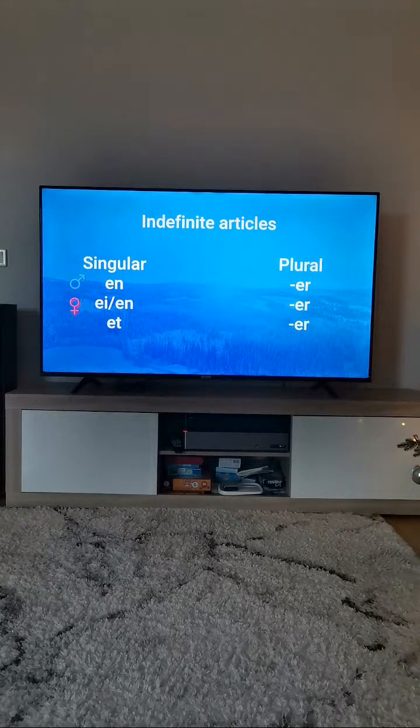So let's start out the actual lesson by looking at the indefinite articles. So for singular, we have en for male singular nouns, we have ei or en for female, and we have et for neutral. These are the equivalent of a or an in English. So you might have noticed that for female, you have two different choices here. And this is what I was talking about earlier.